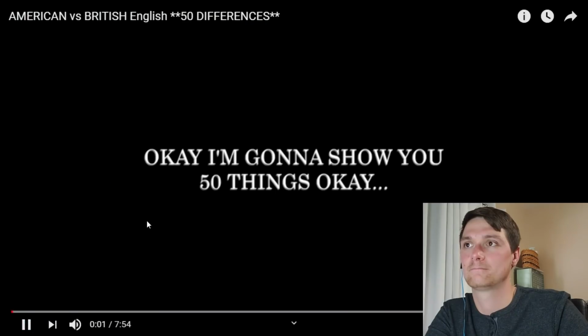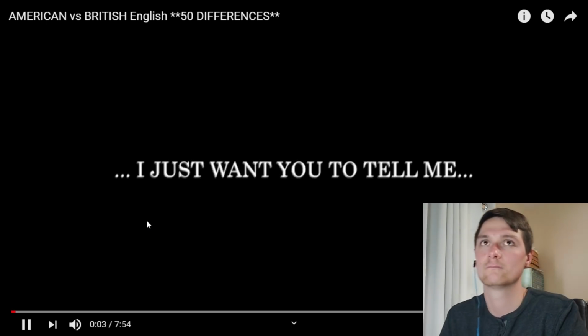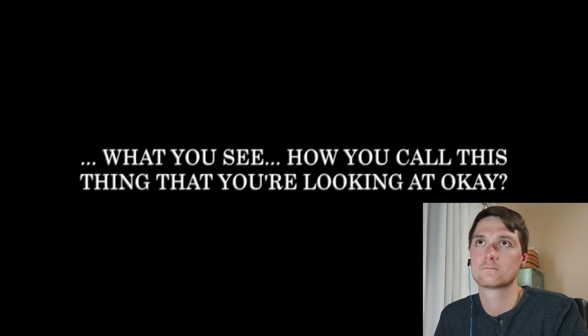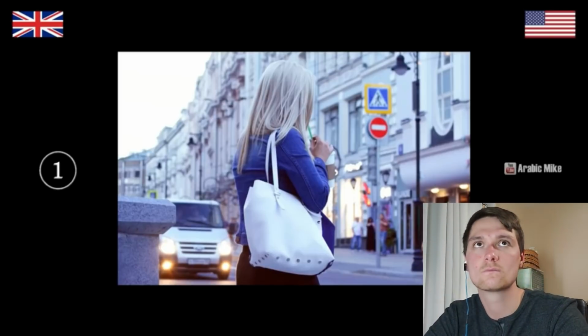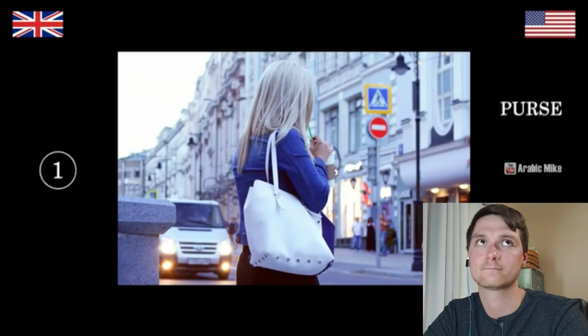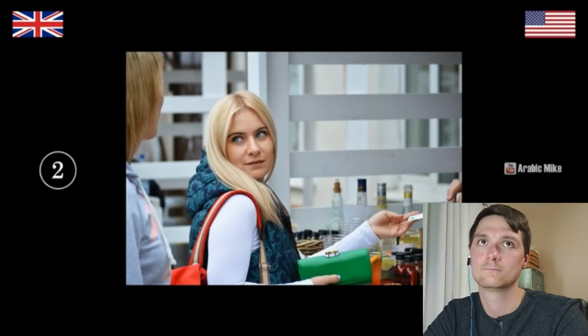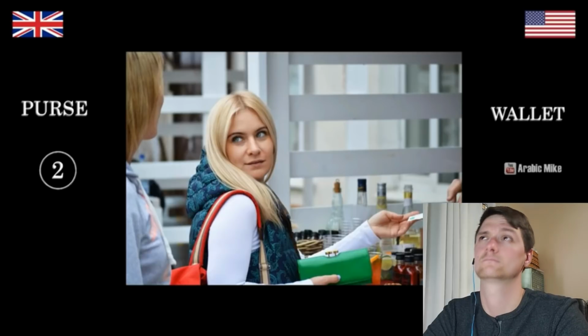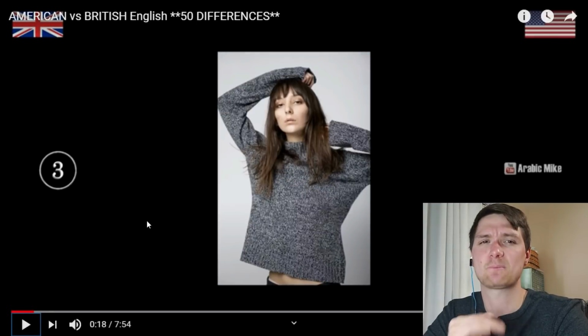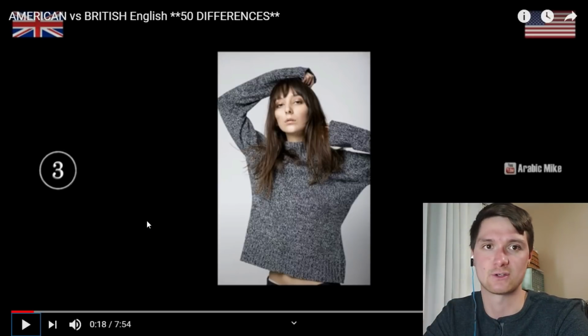Show you 50 things, okay? 50 different things. I just want you to tell me what you see, how you call this thing that you're looking at, okay? Starting with this one, what do you see? A purse. It's a handbag, I would say. What's in her hand, the green thing? A wallet. That actually is a purse, because it carries her money. So pretty much it is a purse, it just carries money, even for a man. Like usually women have purses, men have wallets. I know that's a stereotype, I'm just saying.